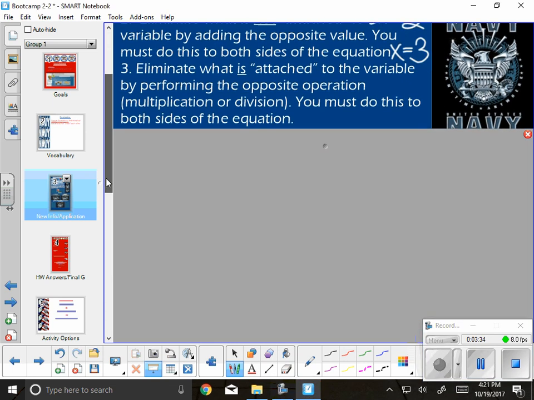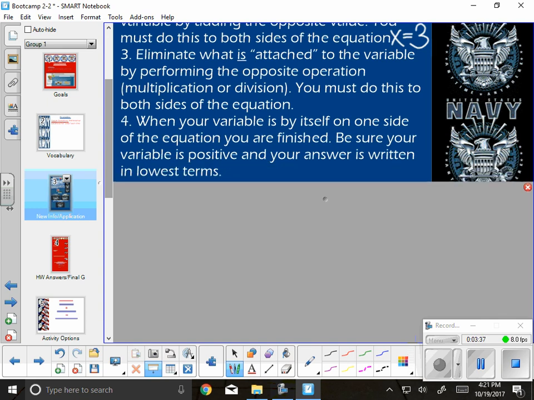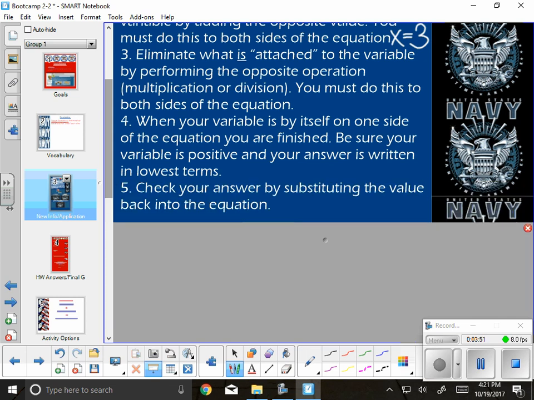If we move on down to step 4, we have to make sure that the variable is by itself on one side of the equation. From here, we need to make sure that the variable is positive and the answer is written in the lowest form. So we're going to go on now to a couple examples. As you can see, there's actually a step 5. With that one, again, you're going to check your answers. Like I said before in the last video, you always want to make sure you're doing this with the equations. This is the only time that you're really going to be able to plug in the answer that you got to make sure that you got a correct answer.